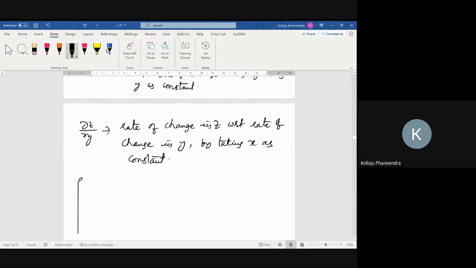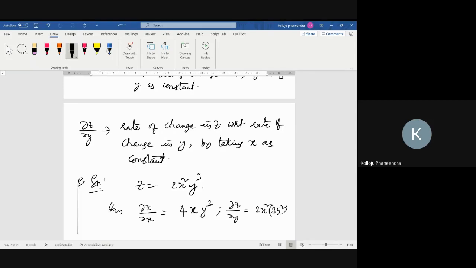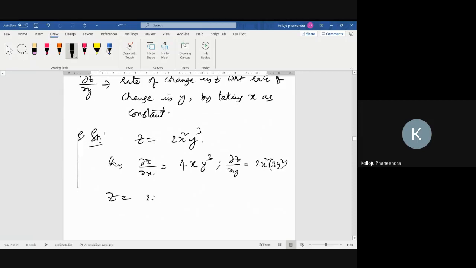For example, if z equal to 2x square y cube, then what is dou z by dou x? Derivative with respect to x gives 4x, taking y cube as a constant. Similarly, dou z by dou y is 2x square times 3y square. If z is 2x square plus y cube, dou z by dou x is just 4x, because y cube is constant when I differentiate with respect to x. Now dou z by dou y becomes 3y square. This is a brief concept about partial derivatives.